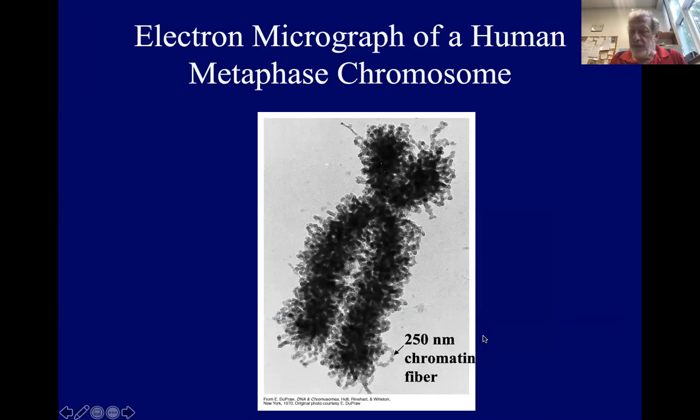Here's a human metaphase chromosome. Usually you see chromosomes from metaphase because they're at their most condensed, but we can see the 250 nanometer fibers looping in and out of the chromatid, and we think that's where the active genes are.